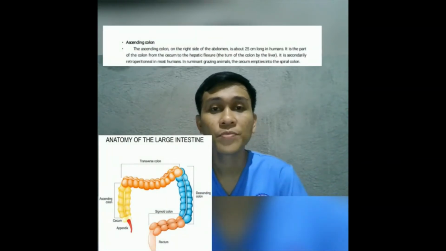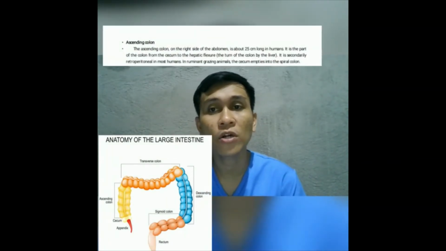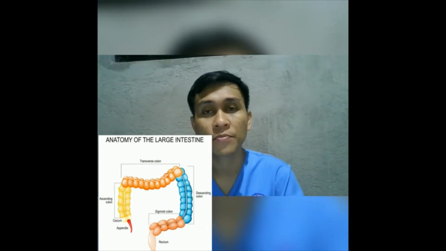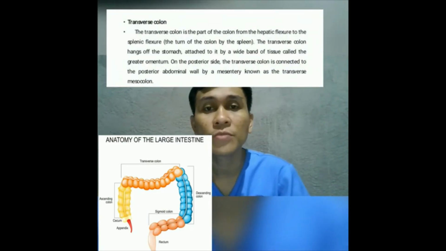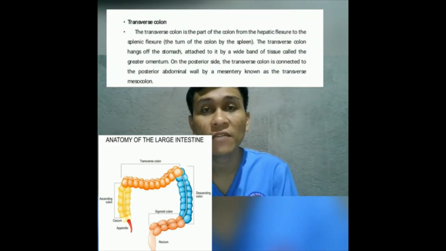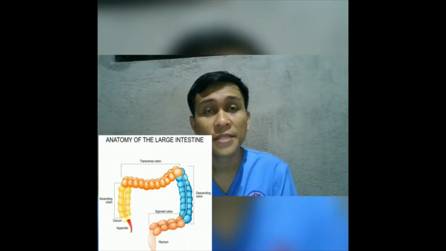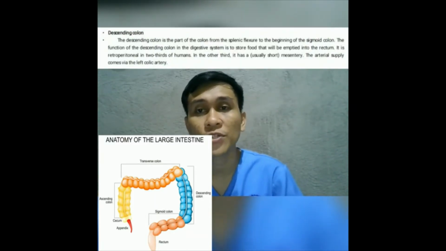Ascending colon, on the right side of the abdomen, is about 25 cm long in humans. It is the part of the colon from the cecum to the hepatic flexure. It is secondarily retroperitoneal in most humans. The next is the transverse colon. It is the part of the colon from the hepatic flexure to the splenic flexure, the turn of the colon by the spleen.